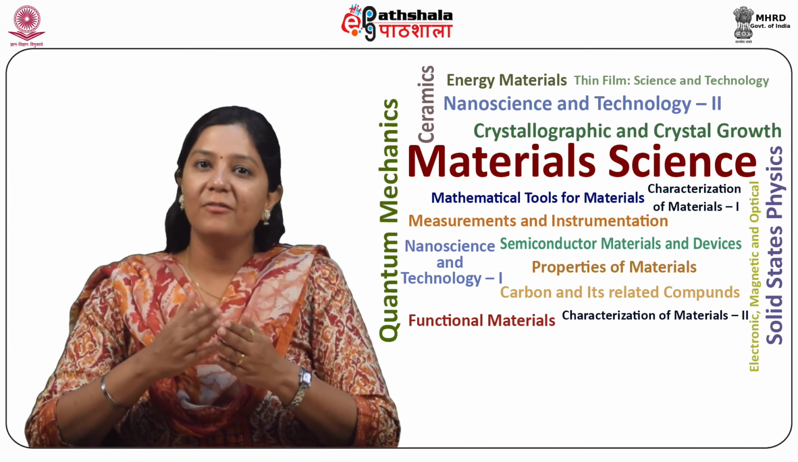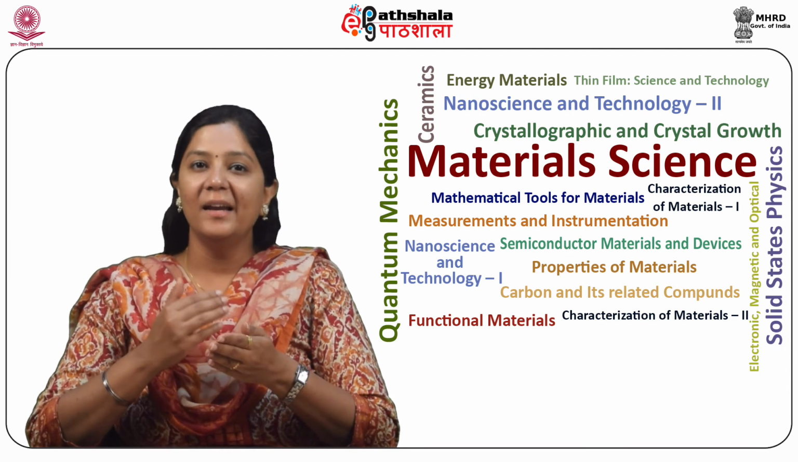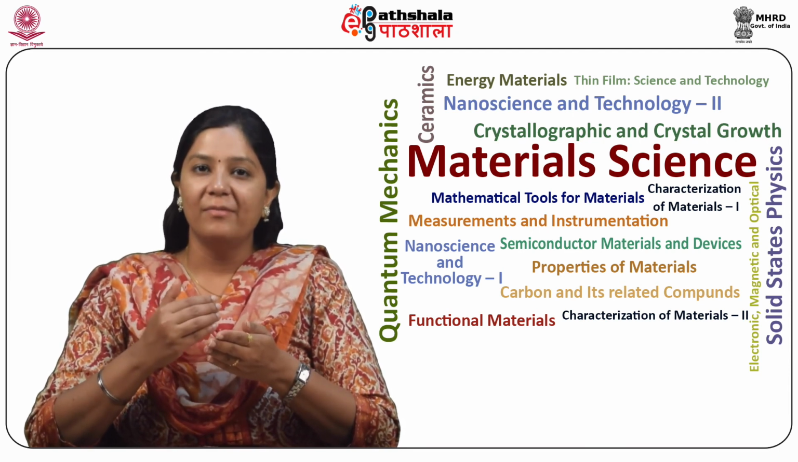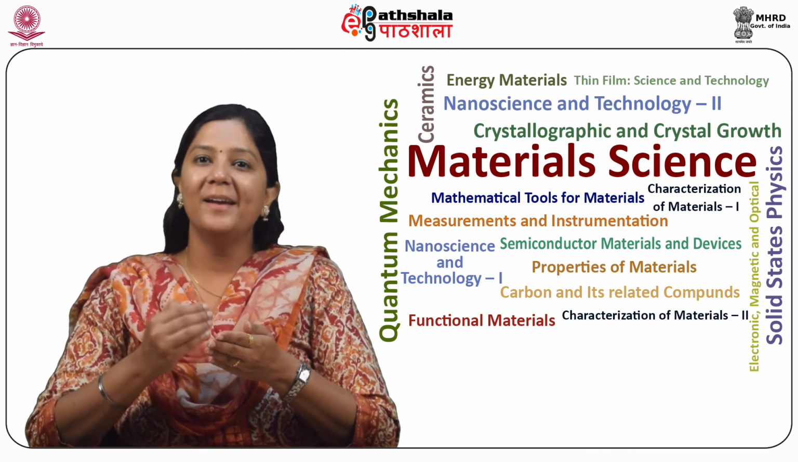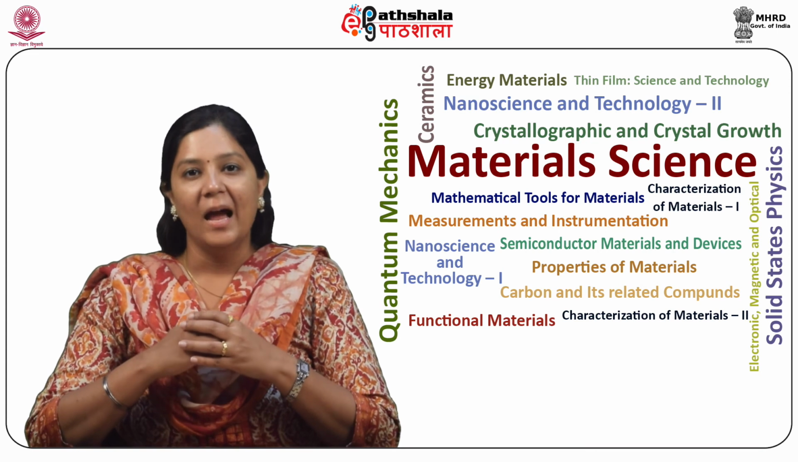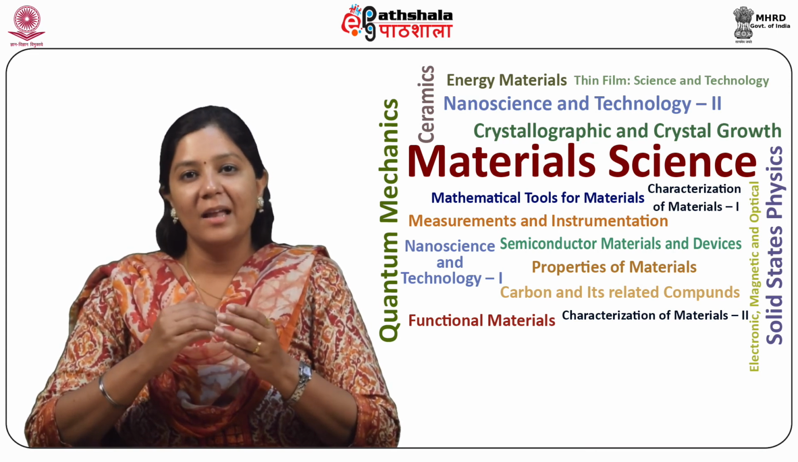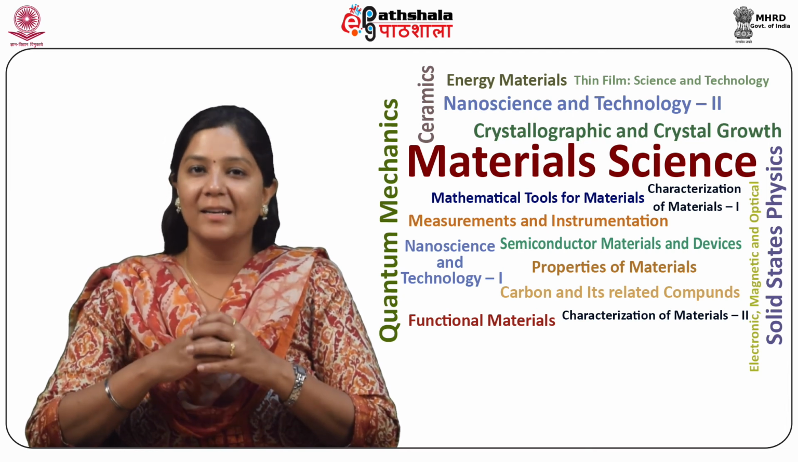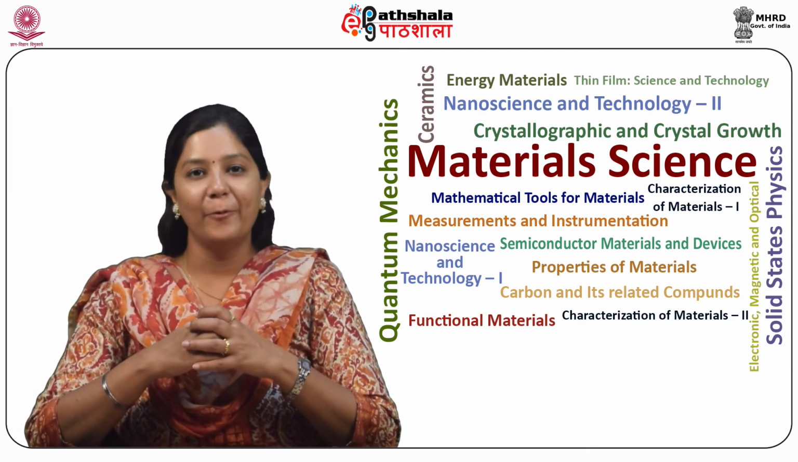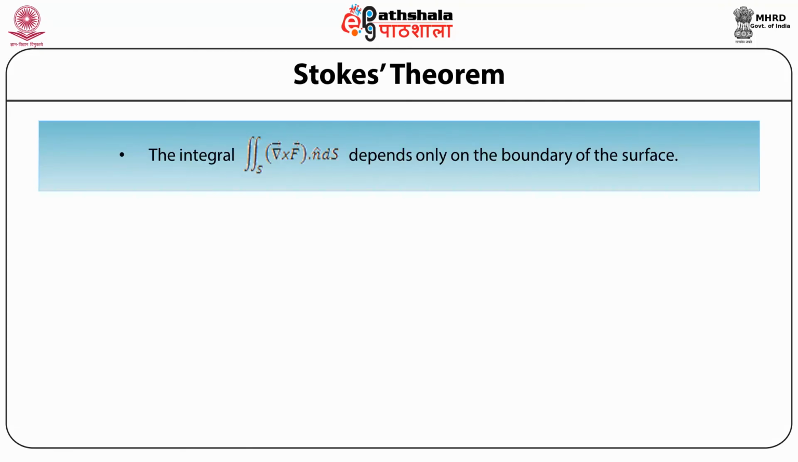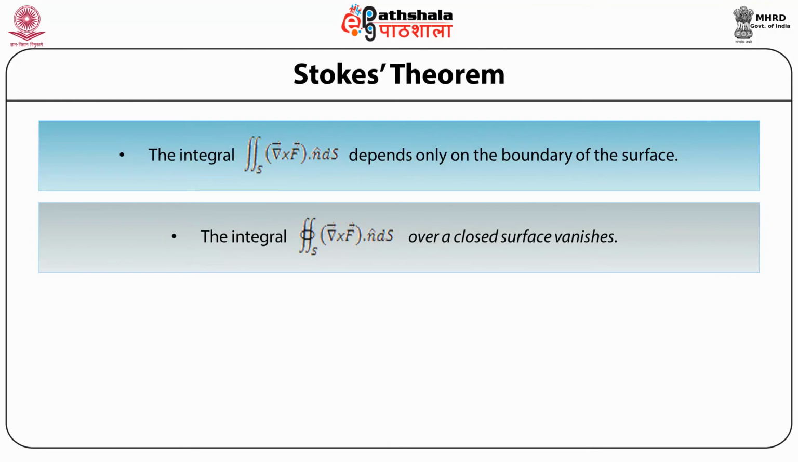Thus, for the curl of a vector function, we have the result that the integral of del cross F vector dot n cap dS depends only on the boundary of the surface, and the integral of del cross F dot n cap dS over a closed surface vanishes, since the boundary line shrinks to a point.